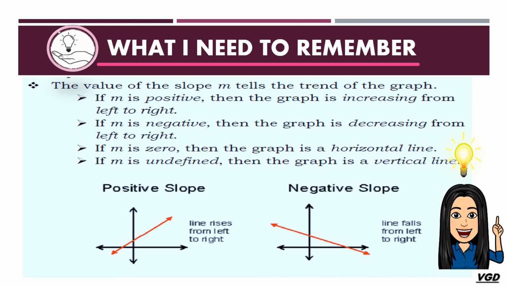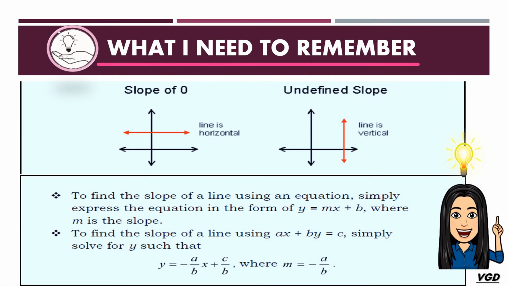So here is the graph of a positive slope. The line rises from left to right. And for the negative slope, the line falls from left to right. We also have here, if the slope is 0, then the line is horizontal. And if the line is vertical, therefore the slope is undefined.